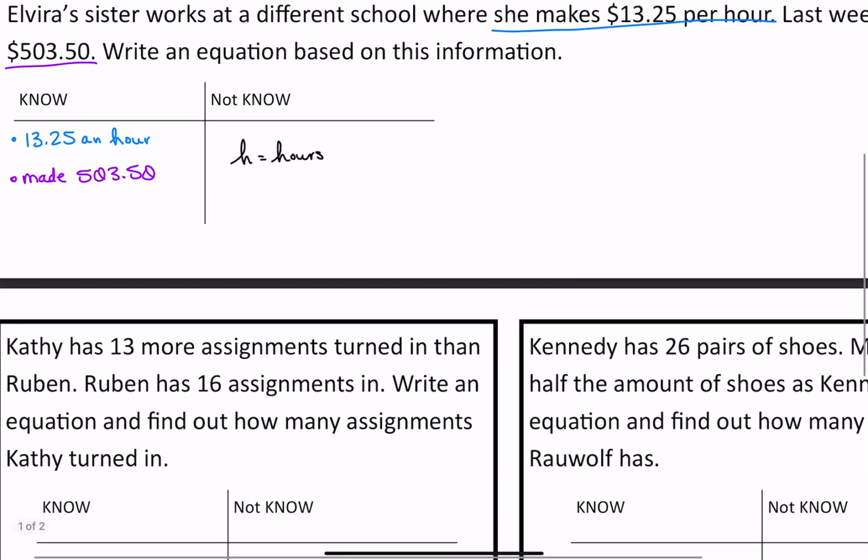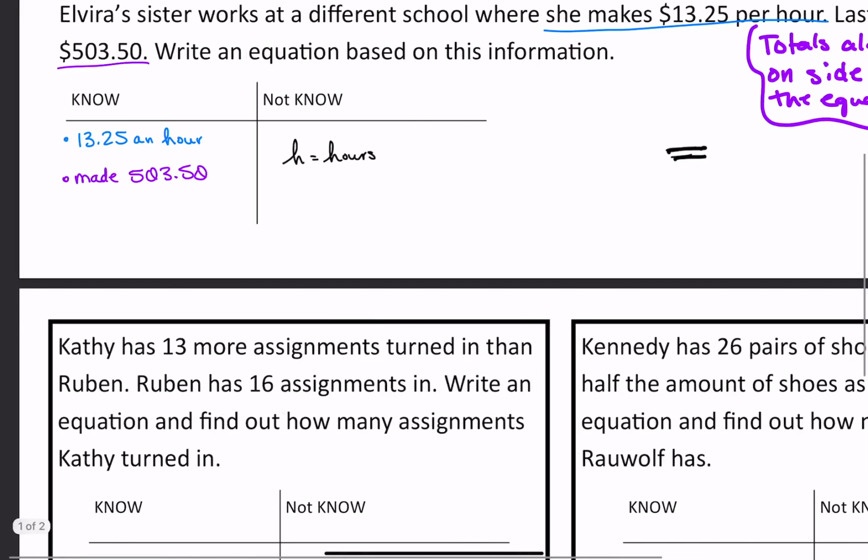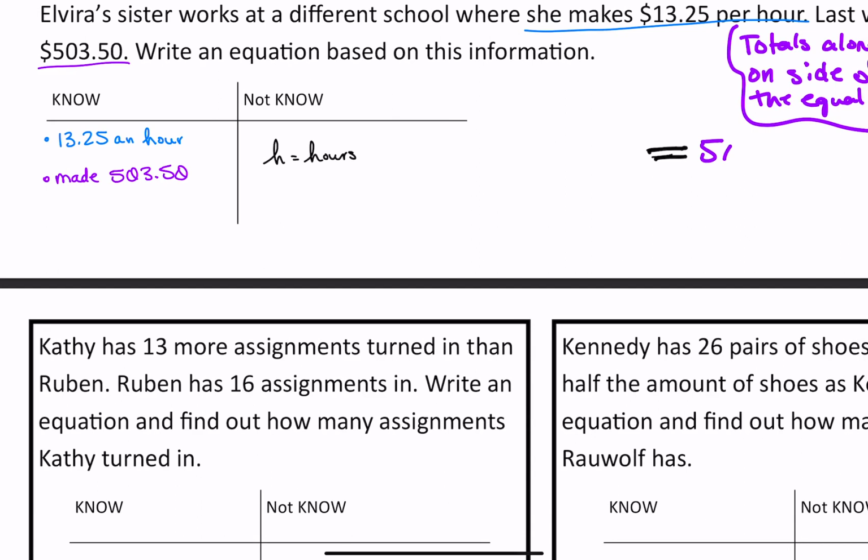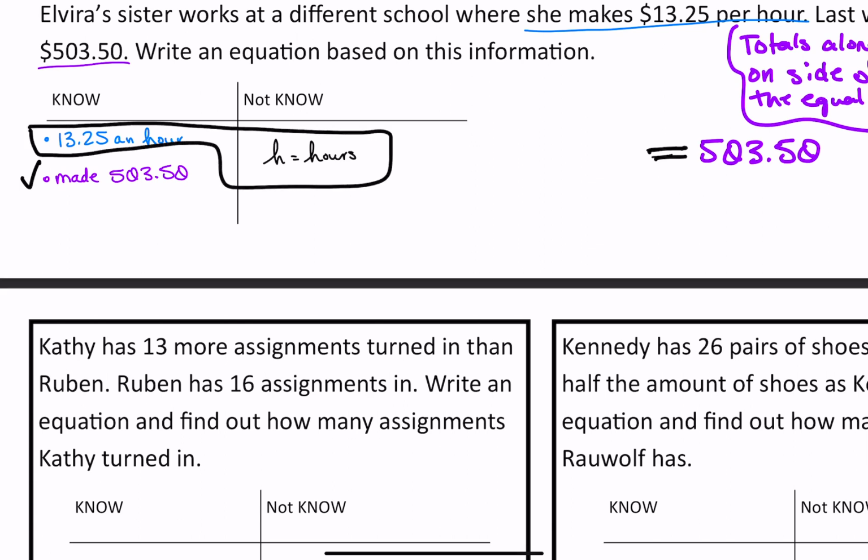So when I write an equation, I always want to write the equal sign first. Totals are always going to be alone on one side of the equal sign. So our total in this one is going to be the $503.50. And we used this, so we can't use it again. So all we have left are these two pieces of information. So somehow we have to do some type of math between $13.25 an hour and H for hours.